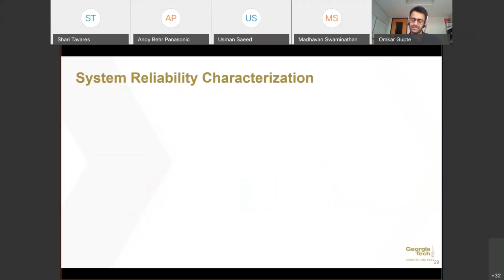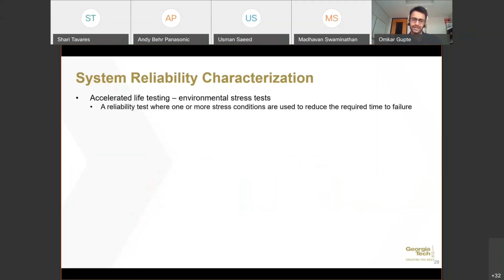To characterize this reliability, what is commonly done is accelerated testing or environmental stress tests. This test essentially stresses one or more conditions which the package will tend to undergo, and then accelerates the failure mode such that the time required to failure is reduced, and we can see what type of failure the package will go through in regular operation.